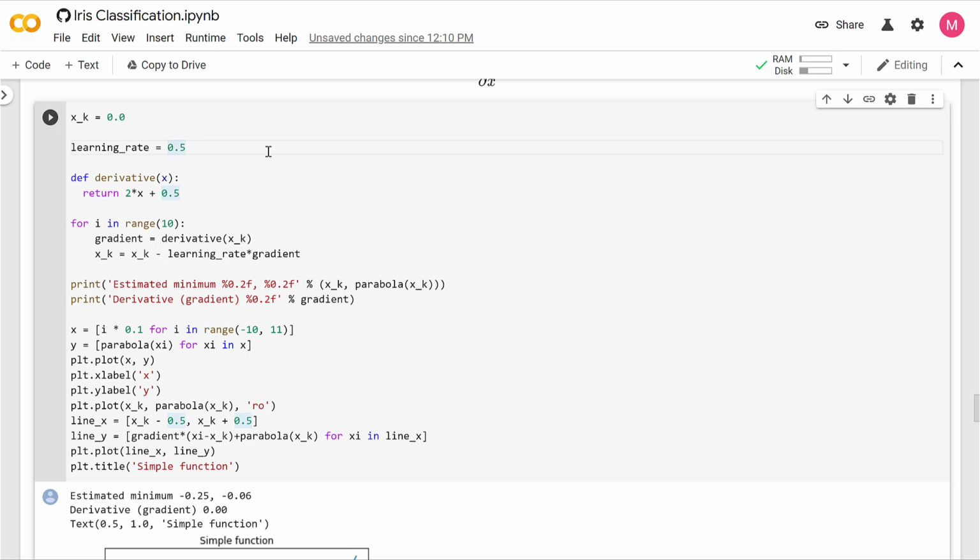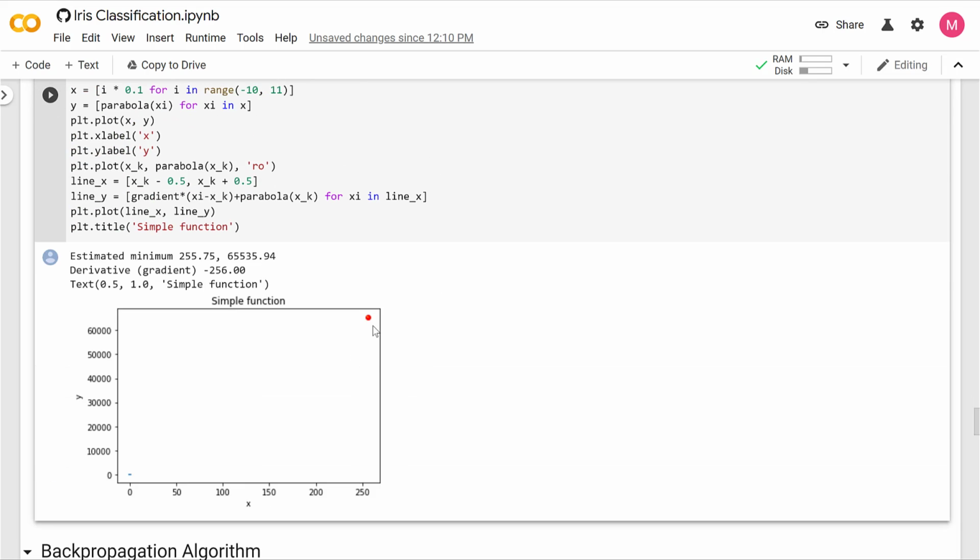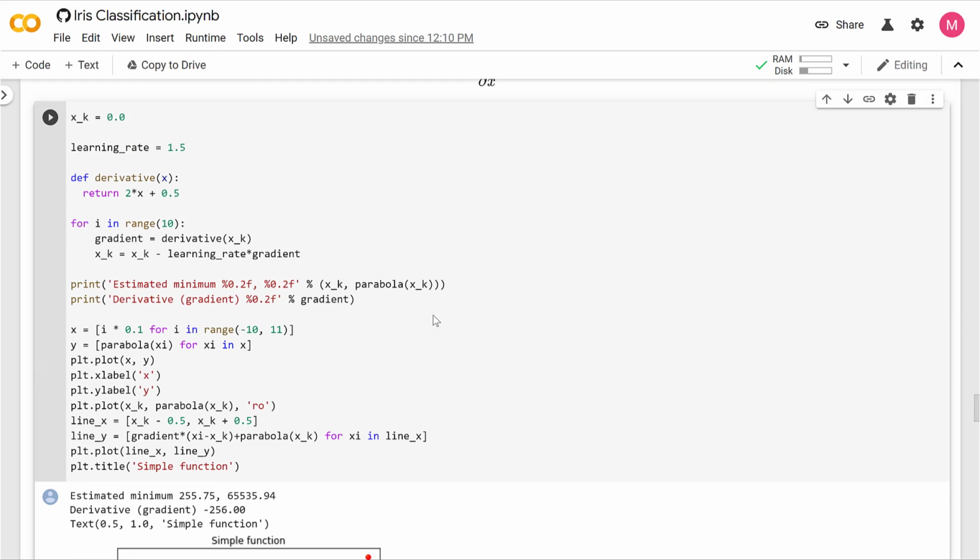So then let me try an even bigger learning rate. Let me try 1.5 and see what happens. Well, it looks like we completely overshot the minimum. We're way over here at 250. So 1.5 is way too large for learning rate. So what that means is we want the right learning rate. So a higher learning rate is better up to a point. And beyond a certain point, we're just going to completely overshoot the minimum, and the gradient descent's not going to work at all. So let me go back to a reasonable number.